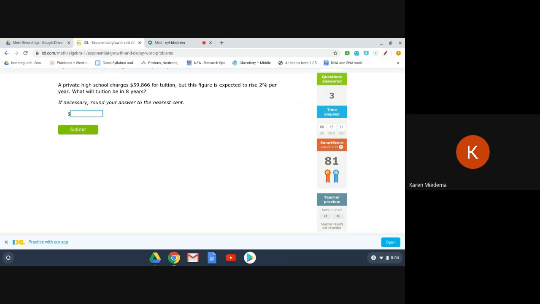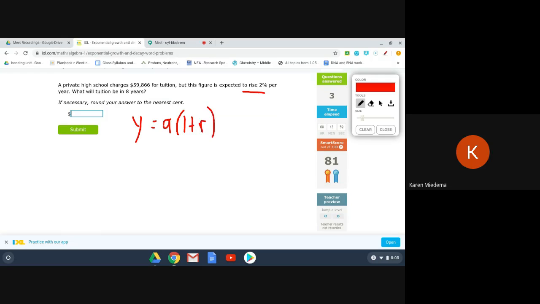Okay, this one changed slightly just because it has 2% per year. So I'll go ahead and do this one with you to just try to get a different value for R. So a private high school charges $59,866 for tuition. This figure is expected to rise 2% per year. What will tuition be in 8 years? So again, tuition is rising, it's going up. So that's exponential growth. So Y equals A times 1 plus R raised to the X.